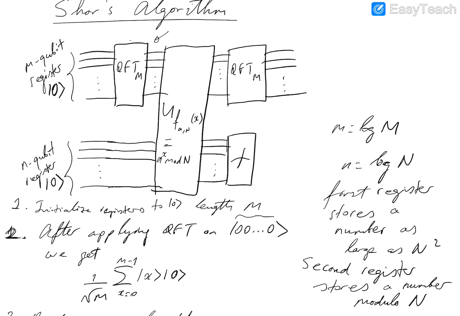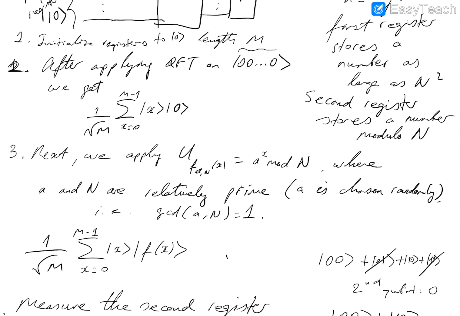So we apply the quantum Fourier transform on the first register. In some books you will notice that they replace this with the inverse of the quantum Fourier transform. Well, the result doesn't change, they're all the same. And then we measure it. So let's see what happens here.